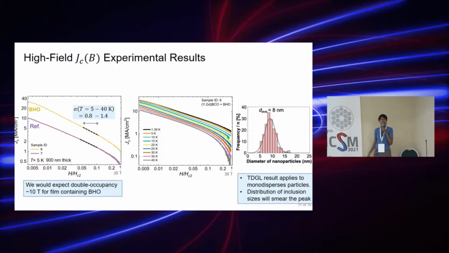So if any of you are materials growers and you grow samples that contain nanoparticles, if you are able to create a narrower distribution, I think this is a very interesting effect to look for that has not been experimentally observed yet.